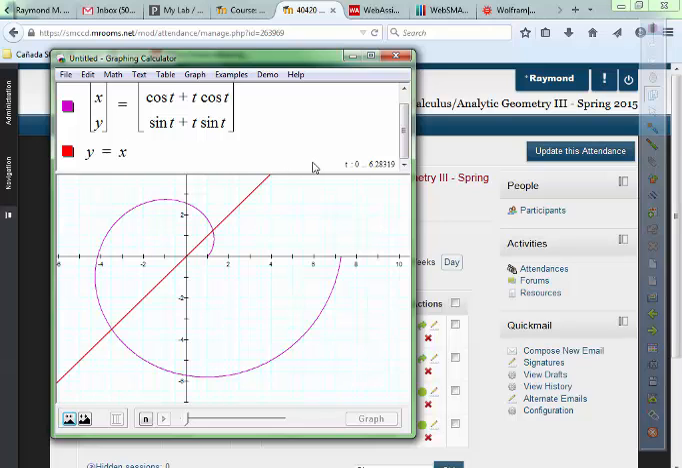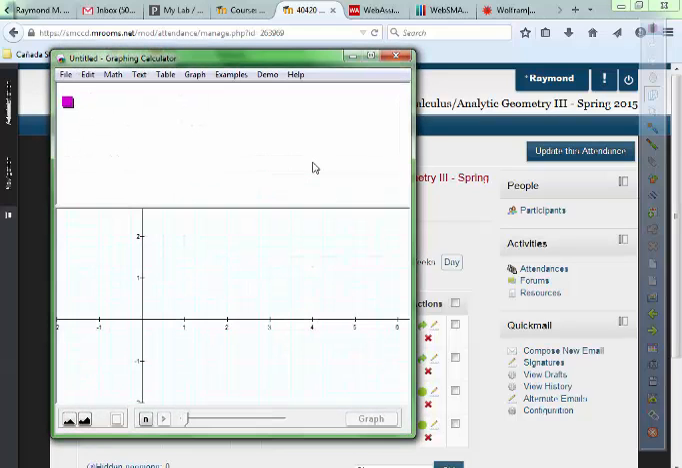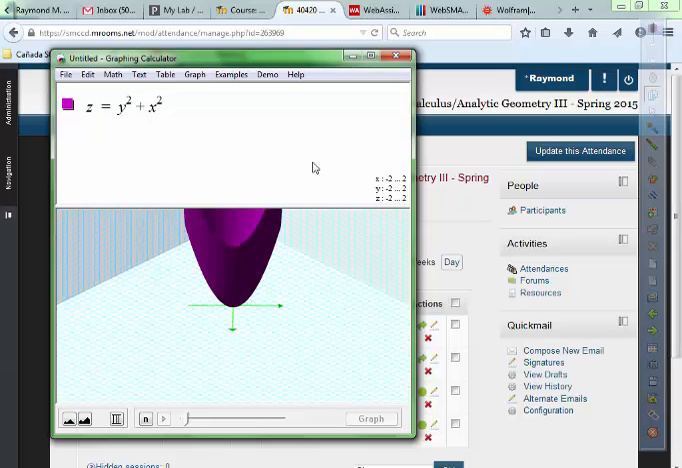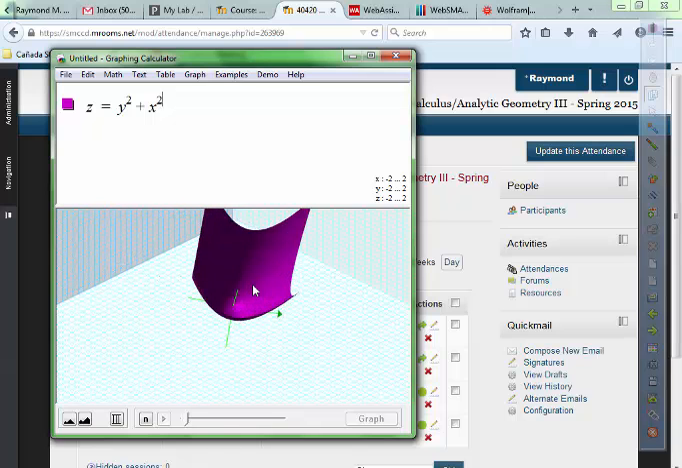By the way, this goes beyond just the two-dimension stuff. Later on we'll be talking about surfaces, and so this would be another good quick tool to be able to graph surfaces. And then you can view it from many different ways.